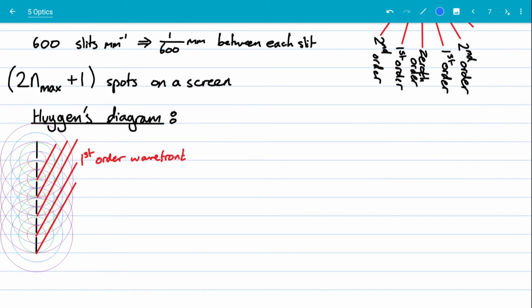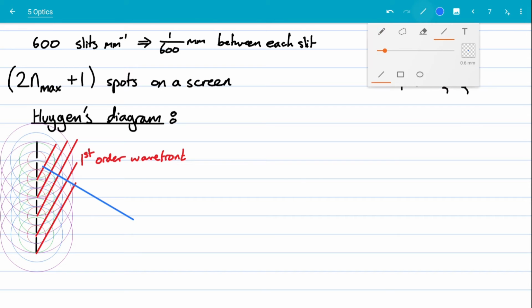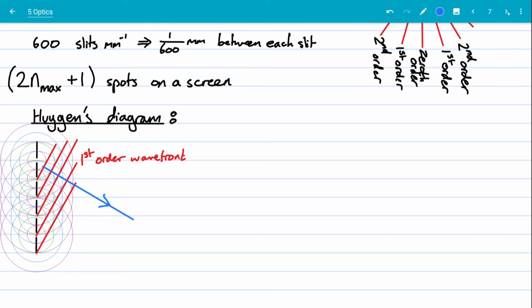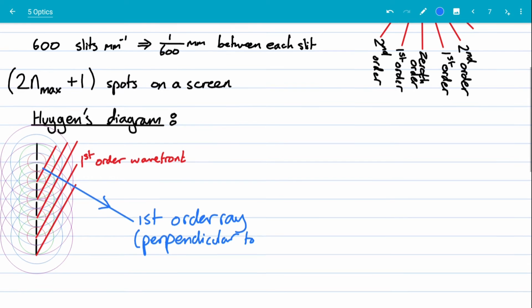Remember, the ray is always going to be perpendicular to the wavefronts. So the rays are going to be going like this. This is going to be the first order ray. It's going to be going like that because it's going to be perpendicular to the wavefront. So remember, diffraction was the spreading out of the wave, which was caused by the superposition of these wavelets.